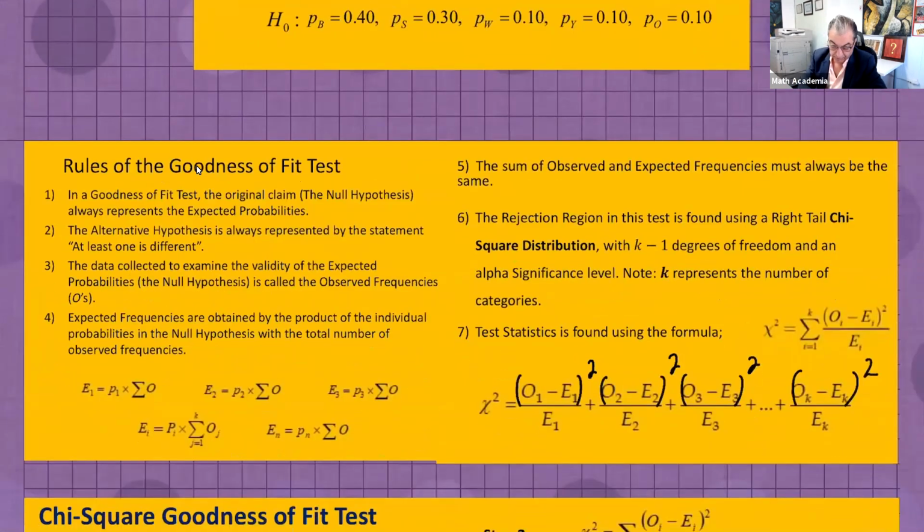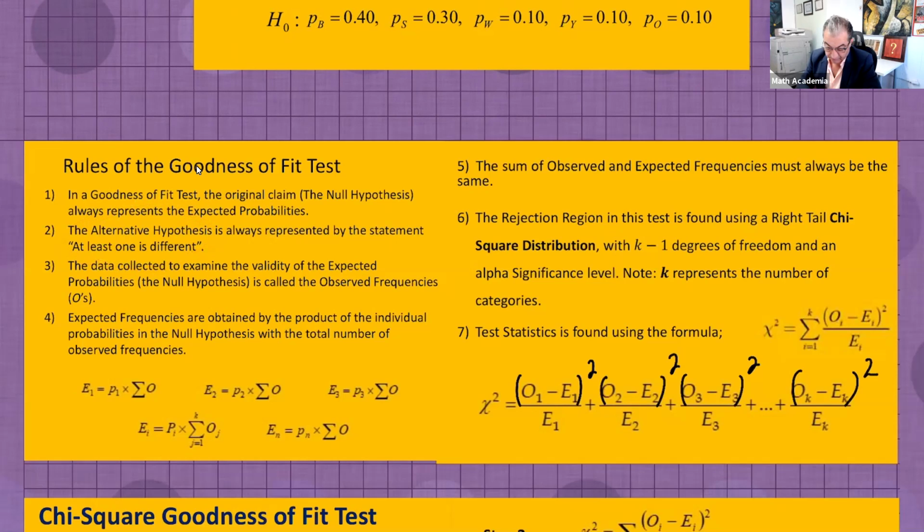Now let's go over the rules. Rules of the goodness of fit test. In a goodness of fit test, the original claim, the null hypothesis, always represents the expected probabilities. The alternative hypothesis is always represented by the statement at least one is different. Remember this too. So no numbers in HA or H1. You just write the sentence at least one is different.